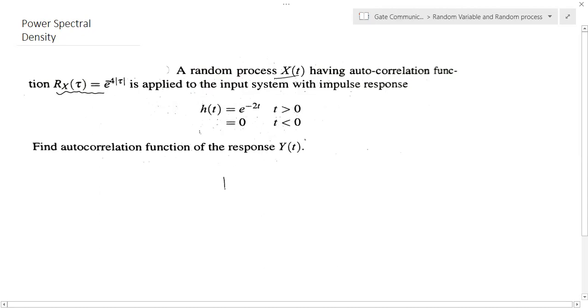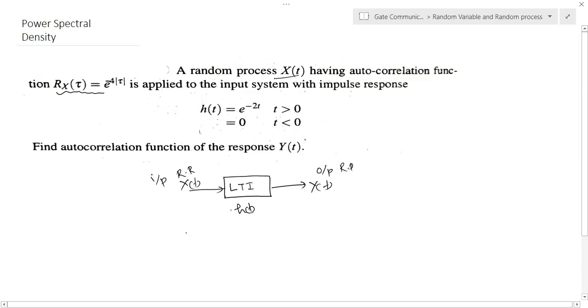If you consider this particular question, there is an LTI system, and we are applying an input signal x of t at the input side, and we will get some random process y of t at the output side. So this is the input random process, and this is the output random process. And this LTI system is characterized by its impulse response, which is h of t.